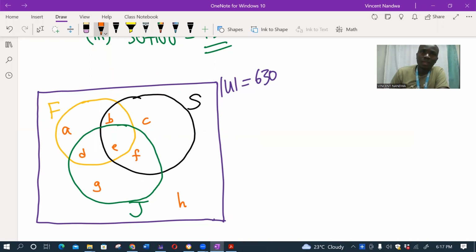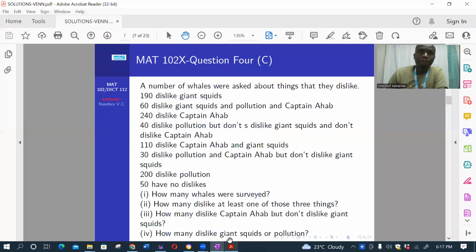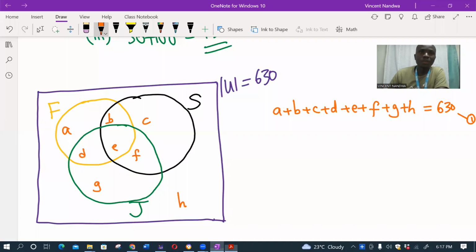So the information given is clear that if we take A, we add B, we add C, we add D, we add E, F, G, and H, the total is 630. Call this equation 1. Now, those who study French are 312. So that means if I take A plus B plus D plus E, I get 312. Call this equation 2.